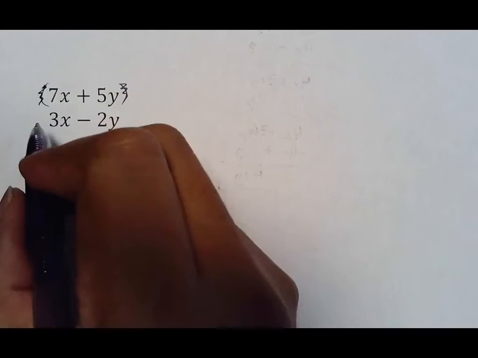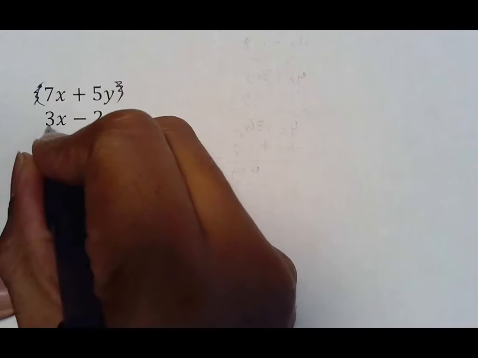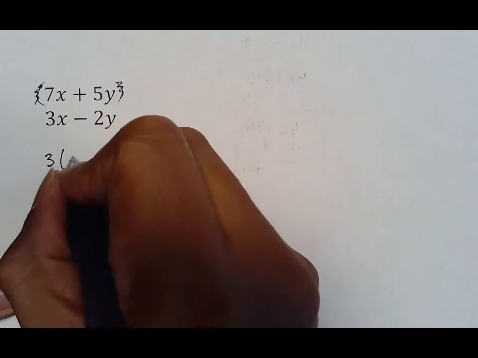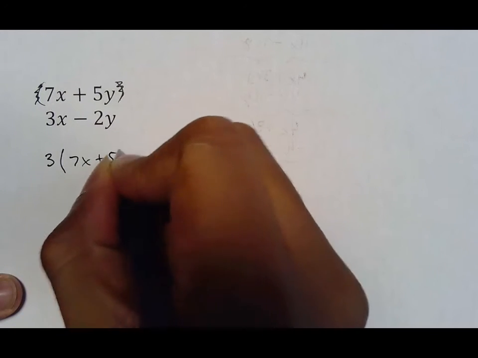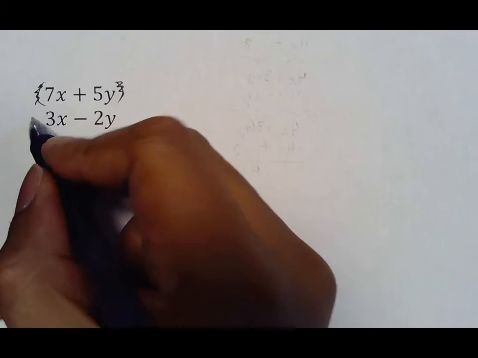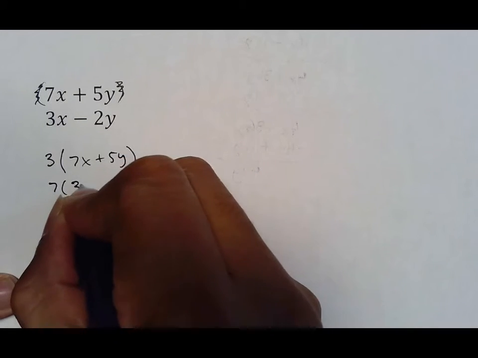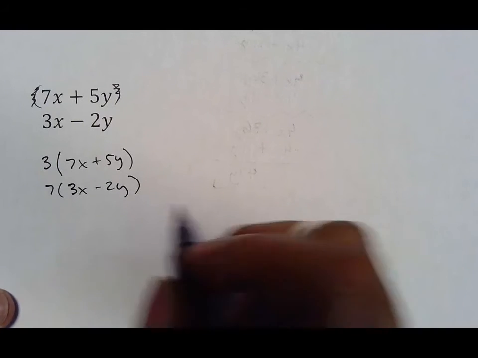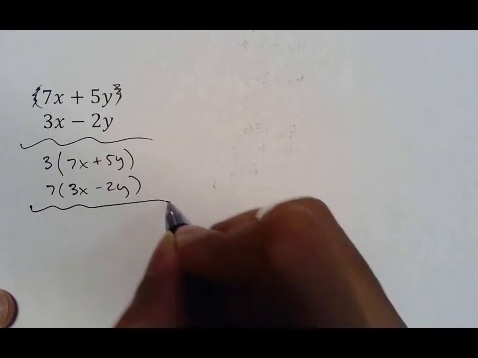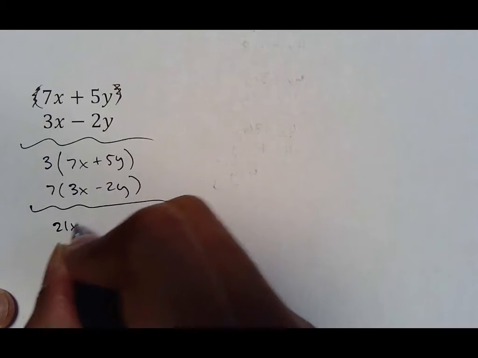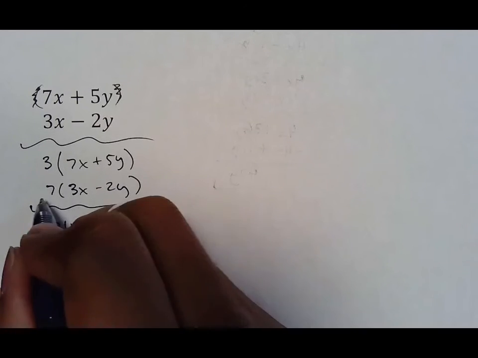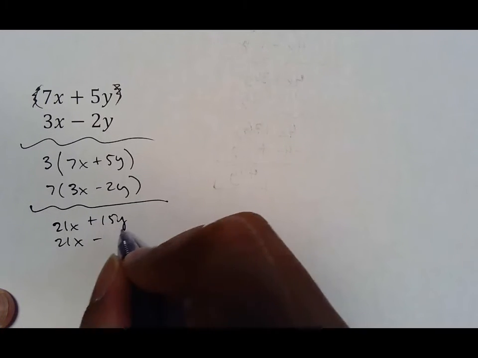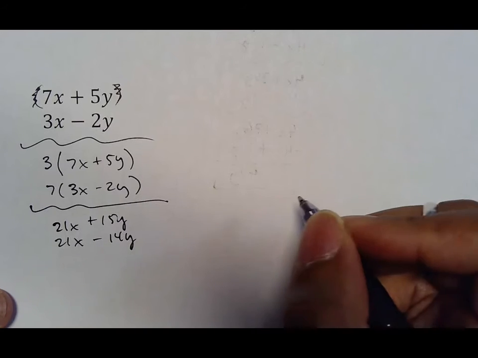I'm sorry, I keep wanting to do this on the work like I'm on paper. Take this number on the bottom and multiply it to the top, because that would make it 21. So 3 times 7x plus 5y. Take the number on the top, multiply it to the bottom. 7 times 3x minus 2y. Because now, when you go to distribute, you get 21x plus 15y, and you get 21x minus 14y.